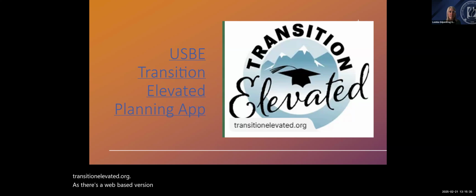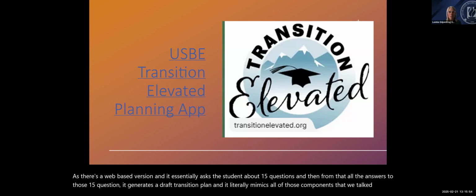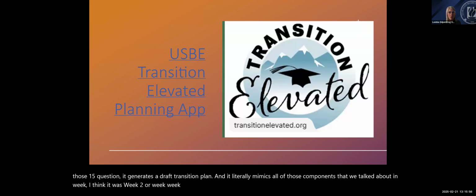It essentially asks the student about 15 questions. And from all the answers to those 15 questions, it generates a draft transition plan. It literally mimics all of those components that we talked about in, I think it was, week 2 or week 3, when we went through all 8 components that are on the transition plan. So it really mimics that transition plan, but the student can speak to it.